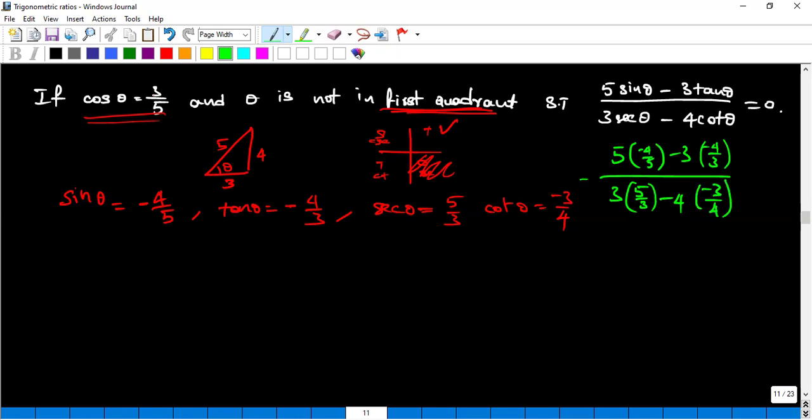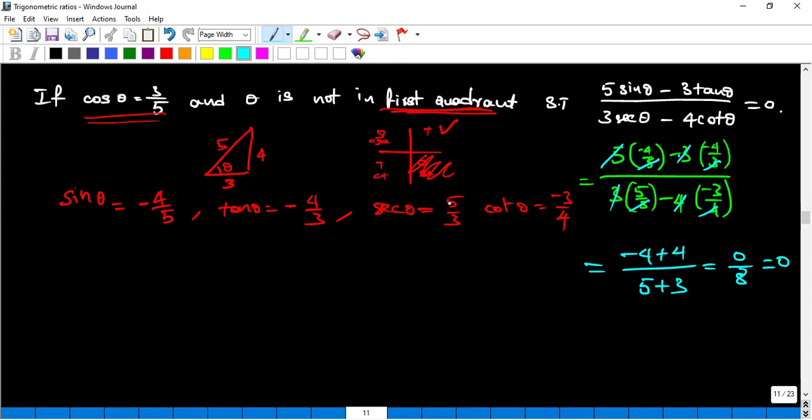If I simplify, I can cancel here 5 ones, 5 ones, 3 ones, 3 ones. I am getting minus 4. Minus into minus will become plus 4 divided by 3, 3 will be cancelled, 4, 4 will be cancelled. In the denominator, 5 plus 3, minus 4 plus 4 will become 0. 0 by 8 is nothing but 0.